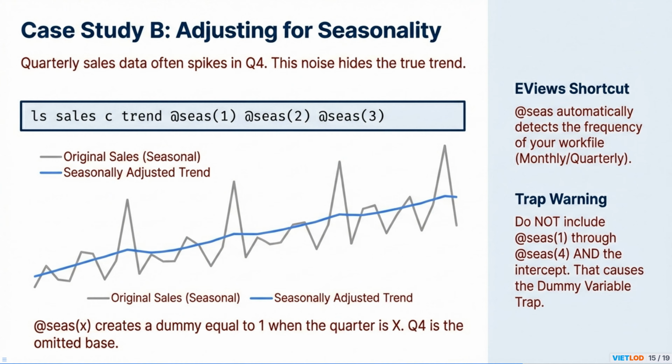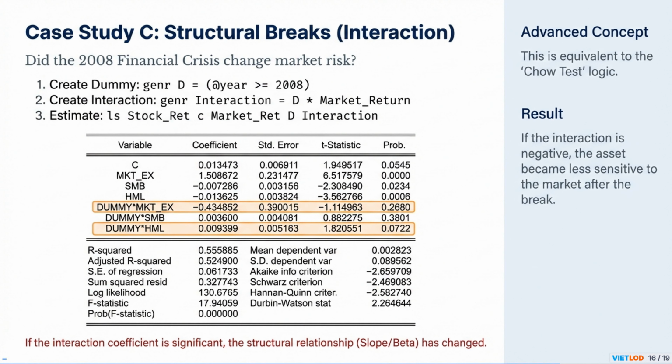To deseasonalize the data, we include seasonal dummies in the regression. The command ls sales c trend @seas1, @seas2, @seas3 regresses sales on a constant, a time trend, and dummies for the first 3 quarters. Notice we only include 3 dummies for 4 quarters. This is the M-1 rule in action. Q4 is the omitted base category. It's crucial not to include @seas1 through @seas4 and the intercept, as this causes the dummy variable trap. The blue line on the graph shows the seasonally adjusted trend, which reveals the true growth path once the seasonal spikes are accounted for by the dummies.